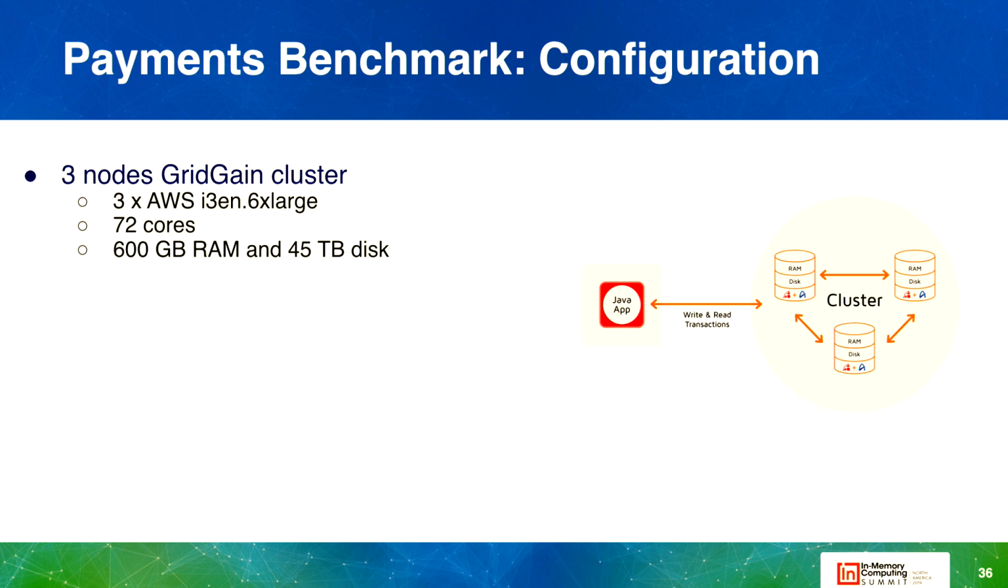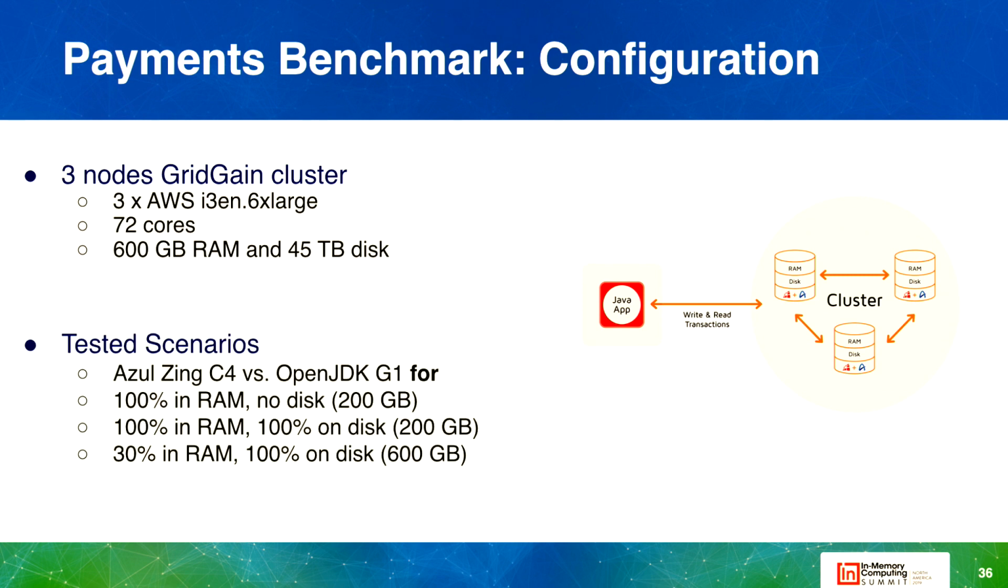We're running on 3 AWS nodes, 72 cores, 600 gigabytes of RAM, nice setup. And the tested scenarios are both Zing and regular OpenJDK HotSpot with the G1 collector. That's the latest good collector there. And we compared 3 scenarios.